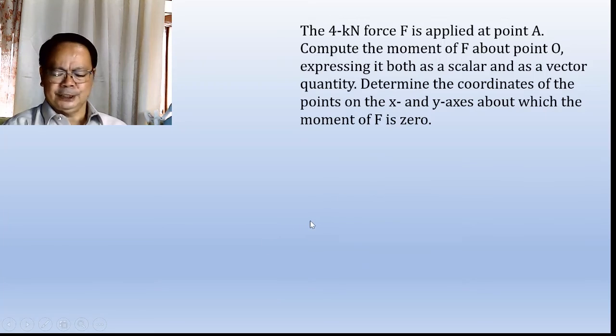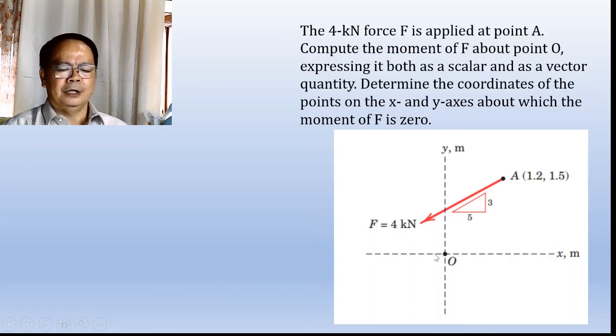Let us try to show the illustration. Here is the illustration. We have here the x-axis, which is measured in meters, and the y-axis, also measured in meters, and you have here a point having a coordinate of 1.2, 1.5, and the force is directed down to the left at an inclination of 3 vertical, 5 horizontal. So here, we are required to determine the moment of this about O, and what are those points on the x and y axis where the moment is 0.